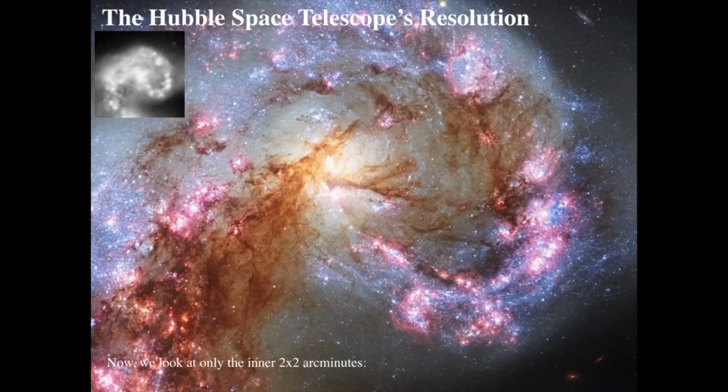So let's zoom in even further and go even to the inner 2 by 2 arc minutes. So the square on the upper right is 2 by 2 arc minutes, which is about the same size as a relatively large crater on the moon, because the moon is about a half a degree, or 30 arc minutes across. So a large crater on the moon, such as the crater Tycho, would be the size of the black and white square in the upper left.